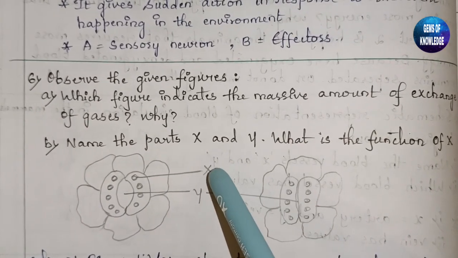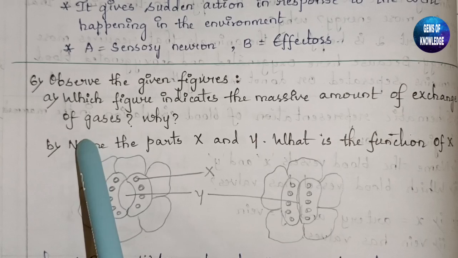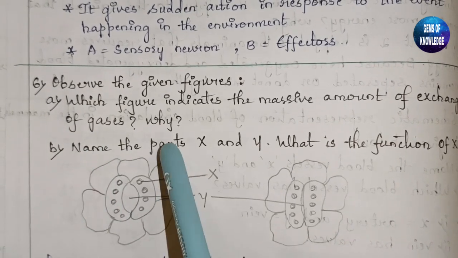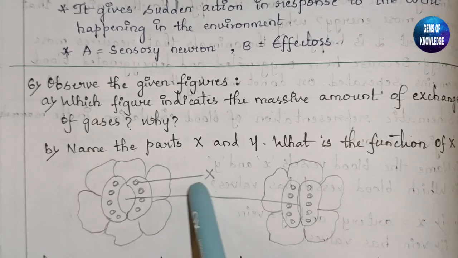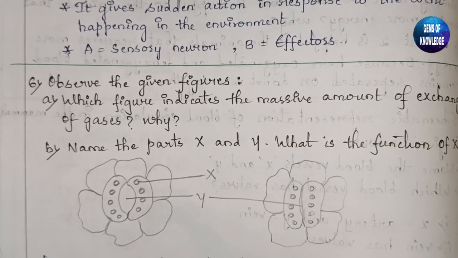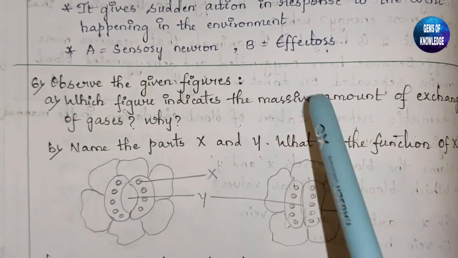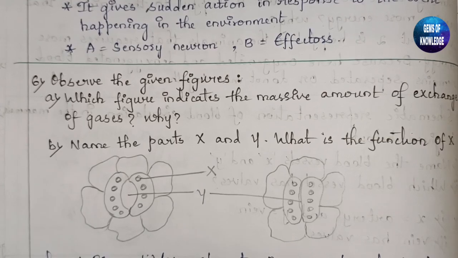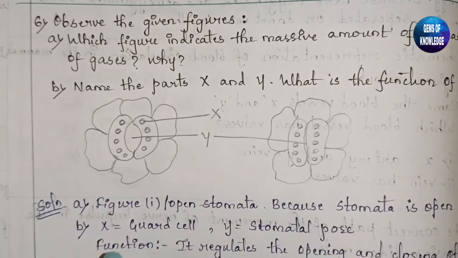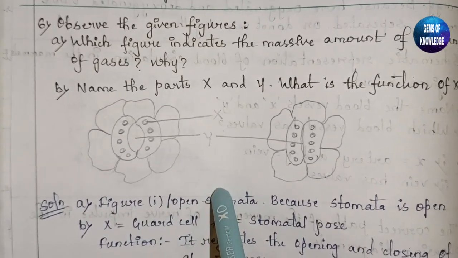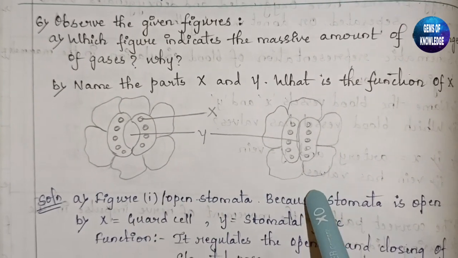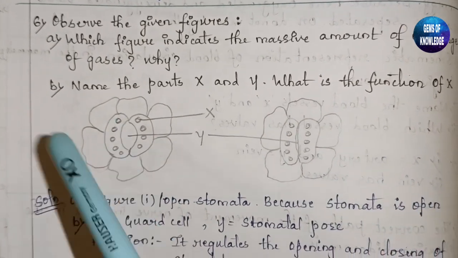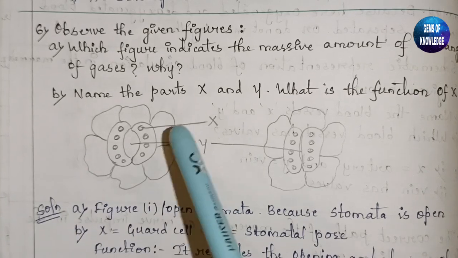You can see over here one is X and one is Y. In the second question, you have to name the parts X and Y and write the function of X. Only X's function you have to write. So which figure indicates the massive amount of exchange of gases? The answer is the first one. Open stomata indicates more exchange of gases because it is open, so there is a chance of exchange of gases.